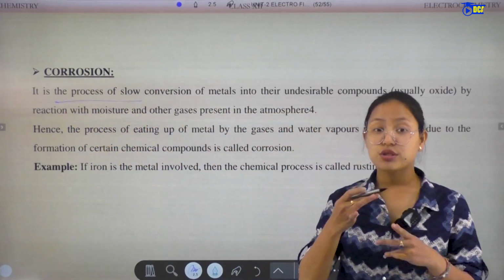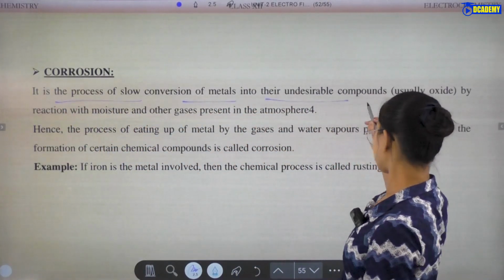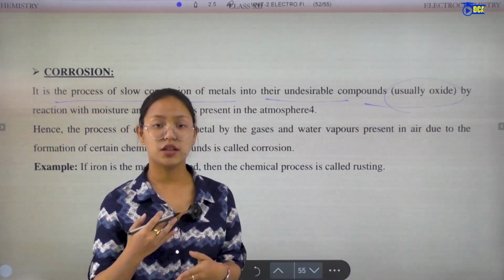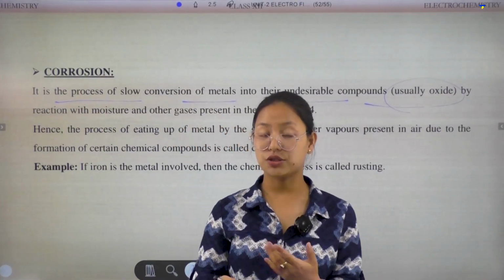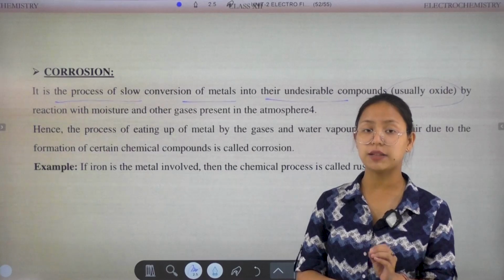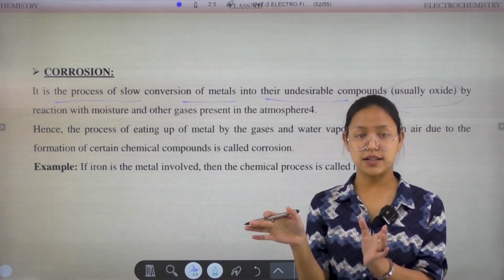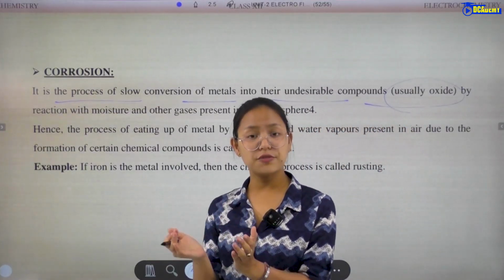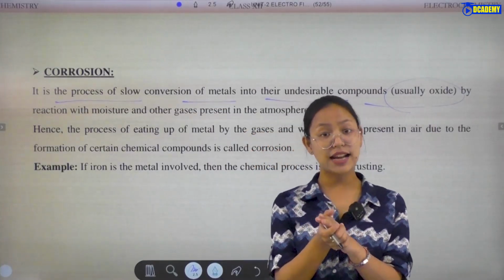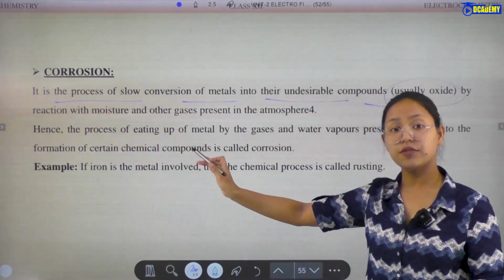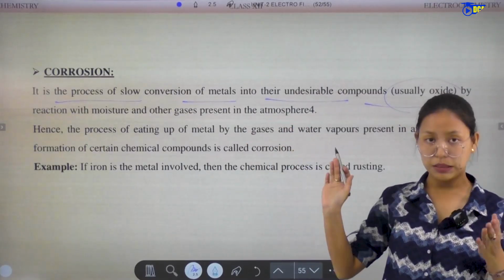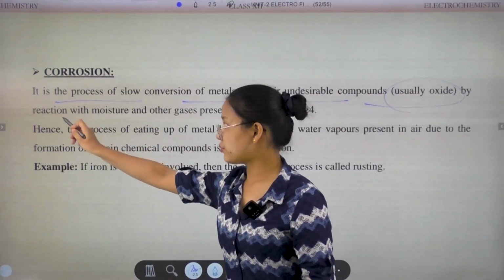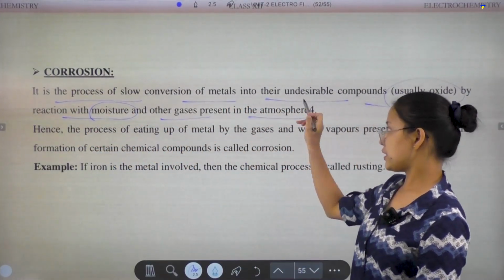Corrosion is a process of slow conversion of metals into their undesirable compounds, usually oxides, by reaction with moisture and other gases present in the atmosphere. In a combustion reaction, a desirable product is formed, but in corrosion an undesirable, unwanted product, the oxide form, is formed.